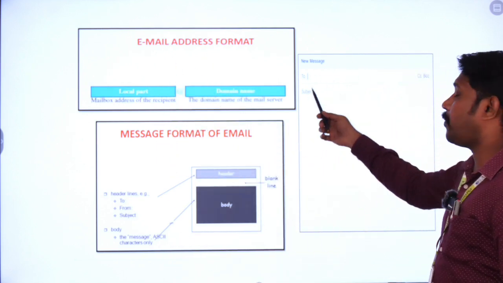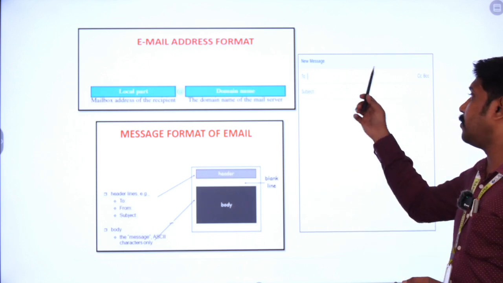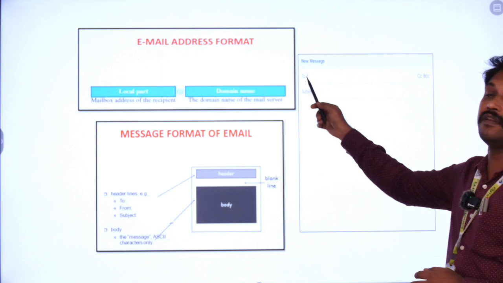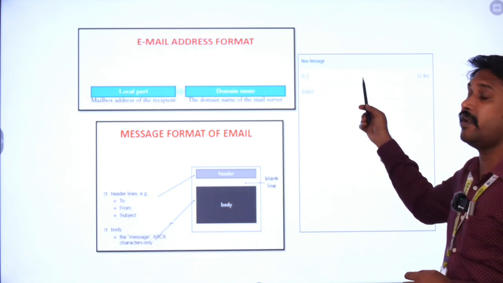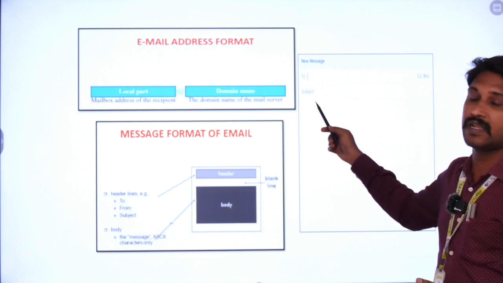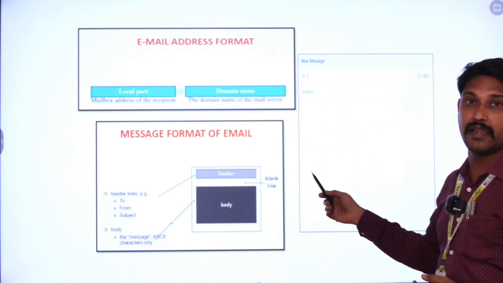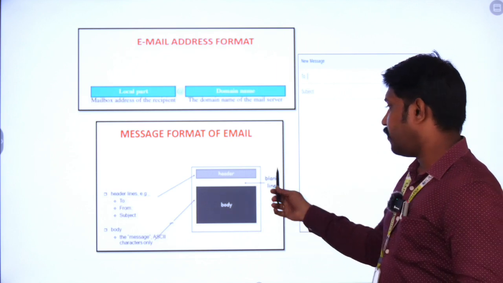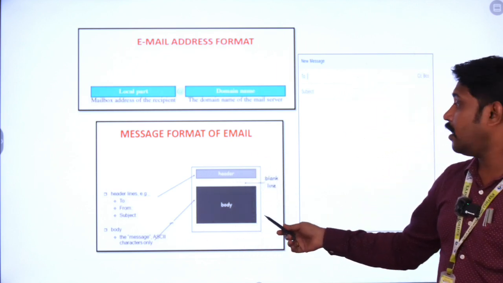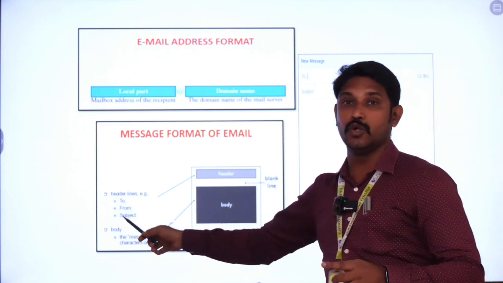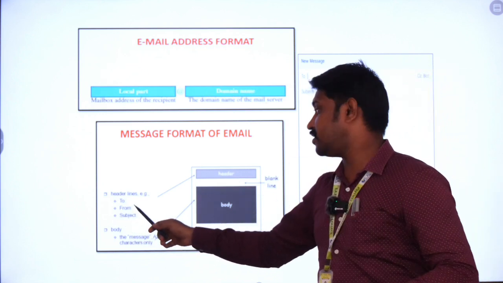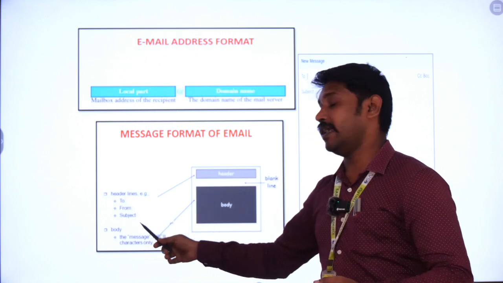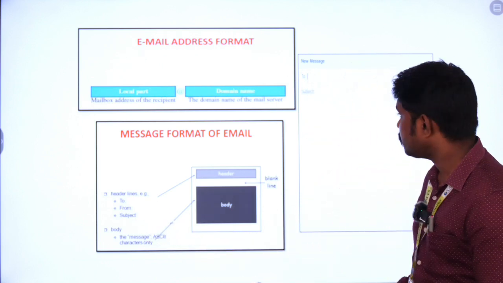And this is the main structure of mail composition when I compose a mail. Here you type the To address, the subject, and the content, or you can attach a file and send it. Here we have the message format of an email, where the header will contain the receiver's email address you are sending to, the From address, that is your address, and the subject of what you are going to send.